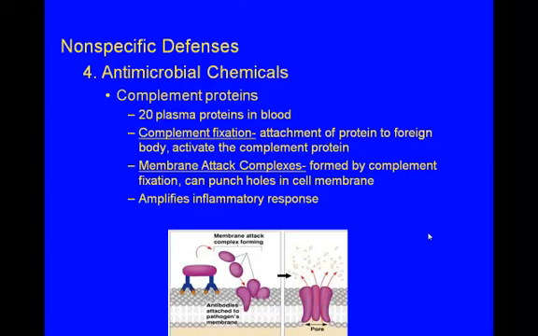All right, a next component to the nonspecific defenses is antimicrobial chemicals. All right, you've got complement proteins. There are 20 plasma proteins in the blood that function as complement proteins. All right, you have complement fixation. This is the attachment of the protein to a foreign body, which activates the complement protein. Then you have the membrane attack complexes, which are formed by complement fixation and can punch holes in the cell membrane, amplifying the inflammatory response.